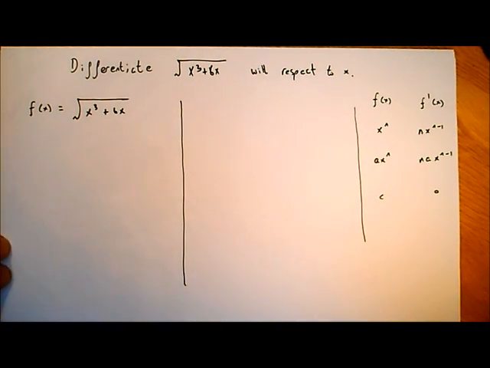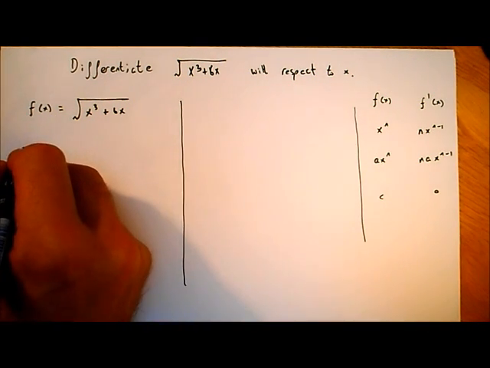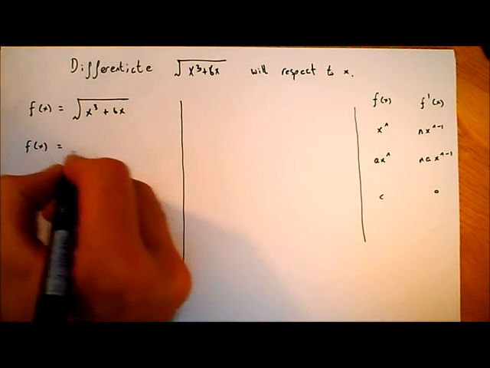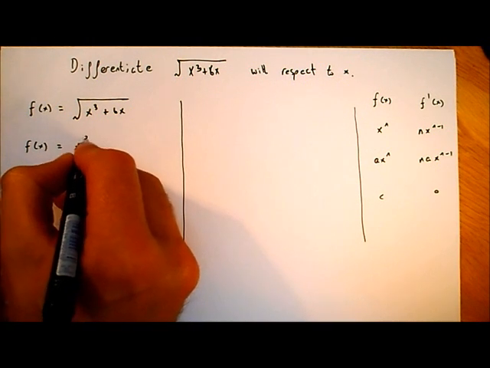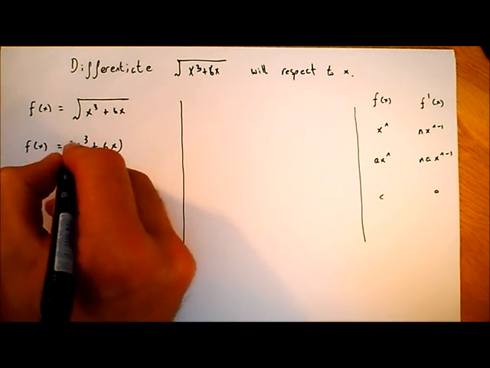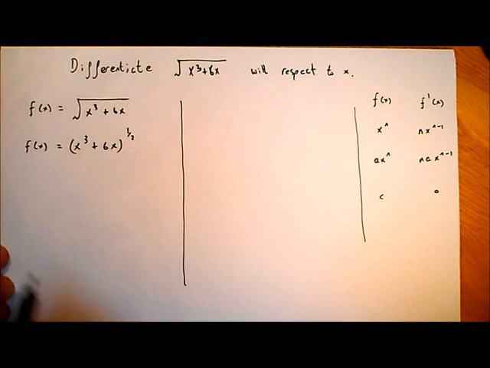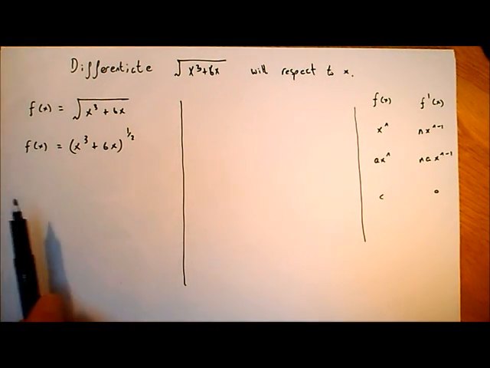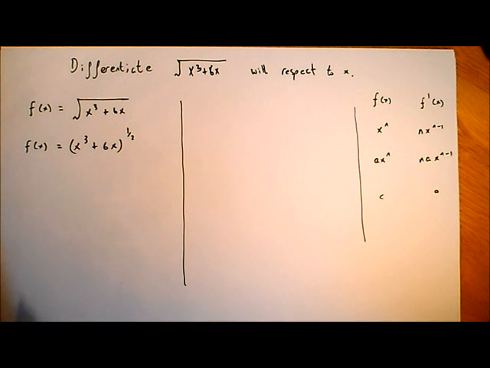If you remember when we differentiated square roots before, we didn't leave the square root. We wrote it as to the power of a half to make it look a little bit like this. So that's what I'm going to do first. I'm going to rewrite that. f of x is all of that, x cubed plus 6x all to the power of a half. It means the same thing. We haven't differentiated it, remember? We've just written it in a different way to make it easier to differentiate.